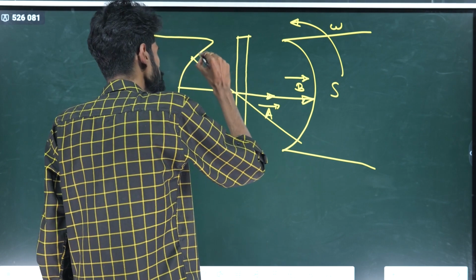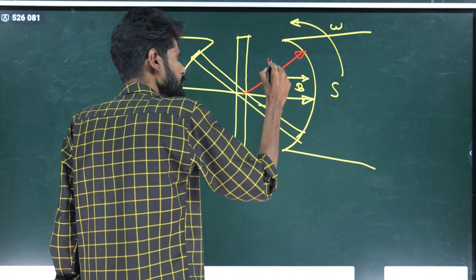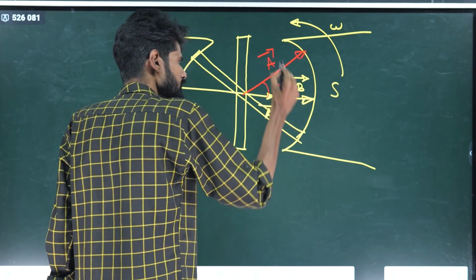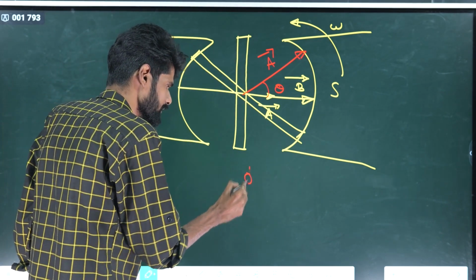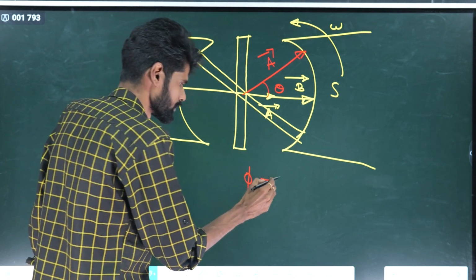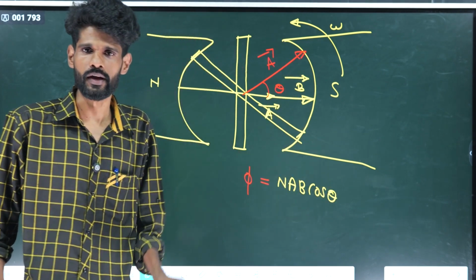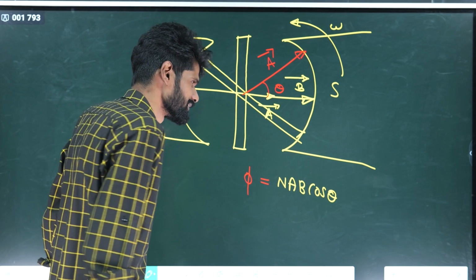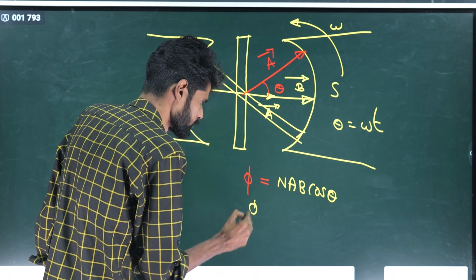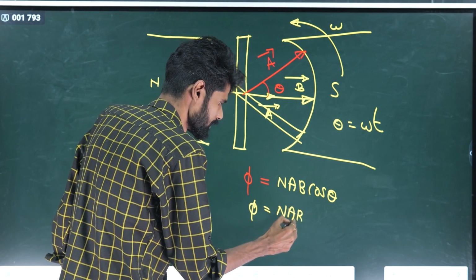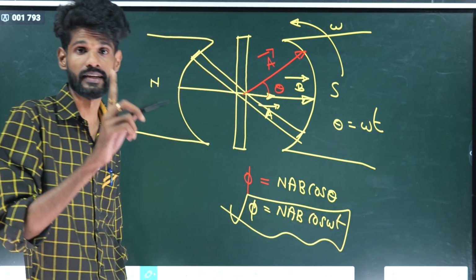Now the angle between the magnetic field and the normal drawn from the plane of the coil is theta. Now the coil rotates, what happens? Theta changes. Now the flux linked with the coil, there are N turns. Flux phi is equal to NAB cos theta. Now the coil rotates with an angular velocity omega. After t seconds, we know that theta is equal to omega t. So phi is equal to NAB cos omega t, the flux linked with the coil after t seconds.